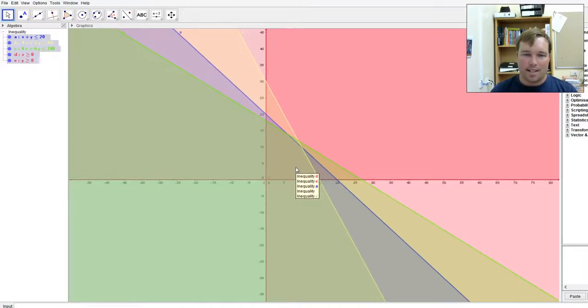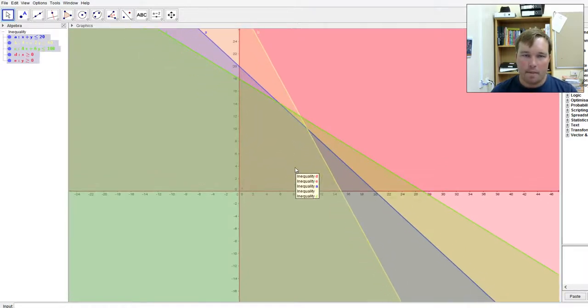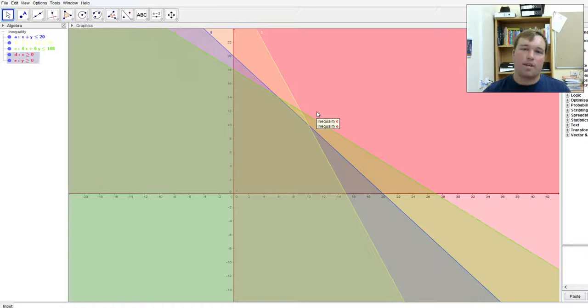And this is a little ugly, and it's ugly because they've shaded the region required. I can't make GeoGebra do it the way we do it by hand and shade the region not required. However, the region of feasible possible solutions goes from here to there, to there, to there, to there. Everything in this space is a possible solution.